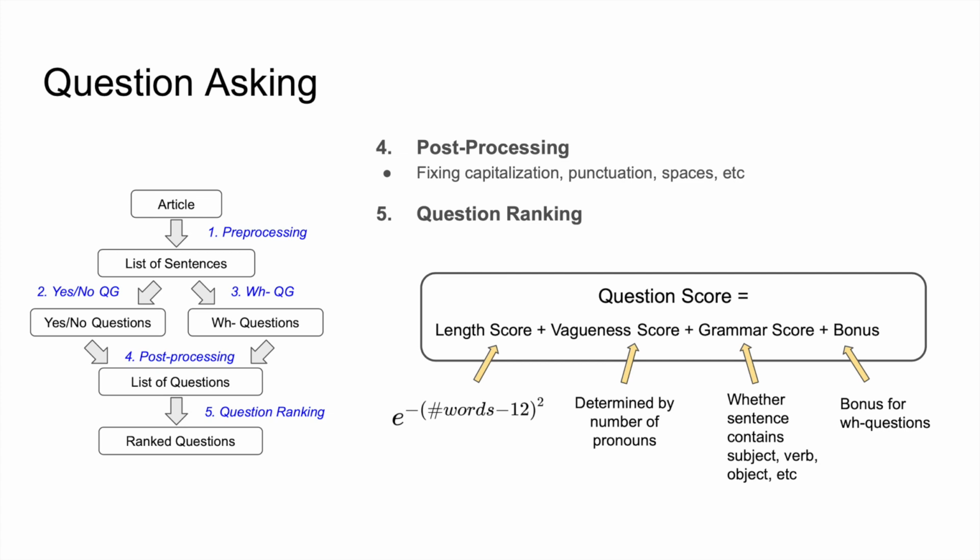At the end, we take the pool of generated questions and assign a score for each of them based on their length, vagueness, grammar, and type. Questions containing about 12 words will achieve the highest length score, and questions containing any pronoun will have their vagueness score largely deducted. We also check whether the question contains the subject, verb, and object, and assign grammar score based on that. Also, we give preference to WH questions over yes or no questions.